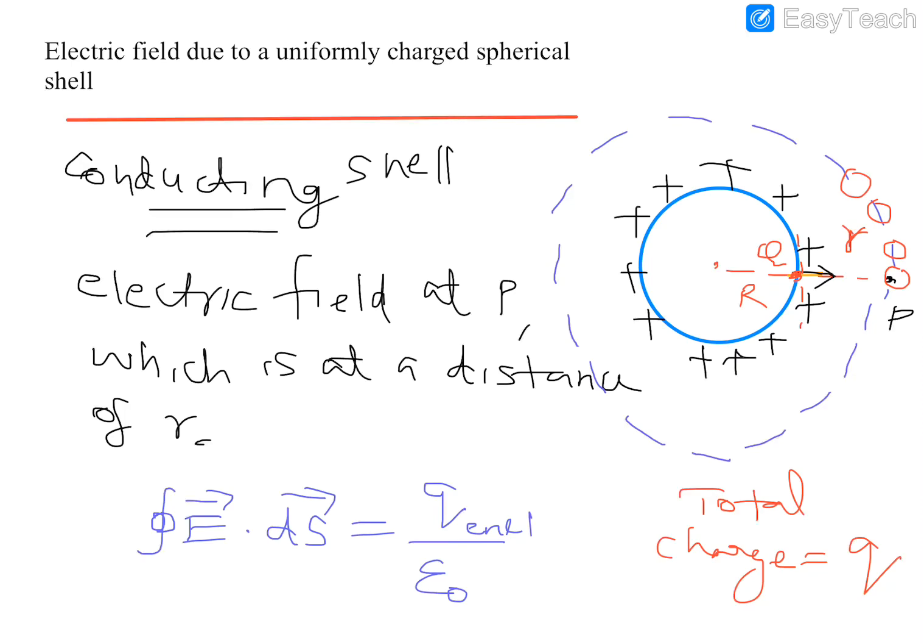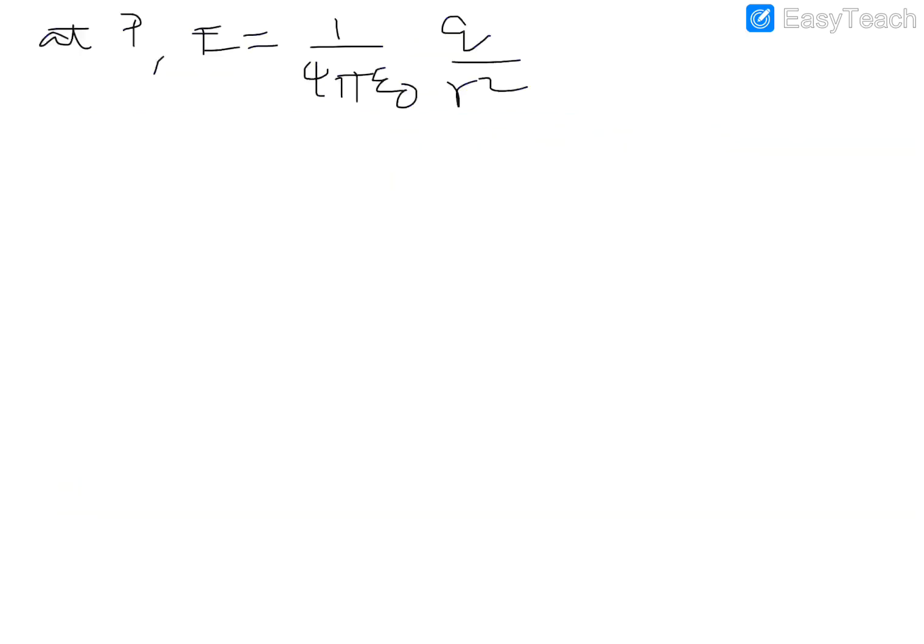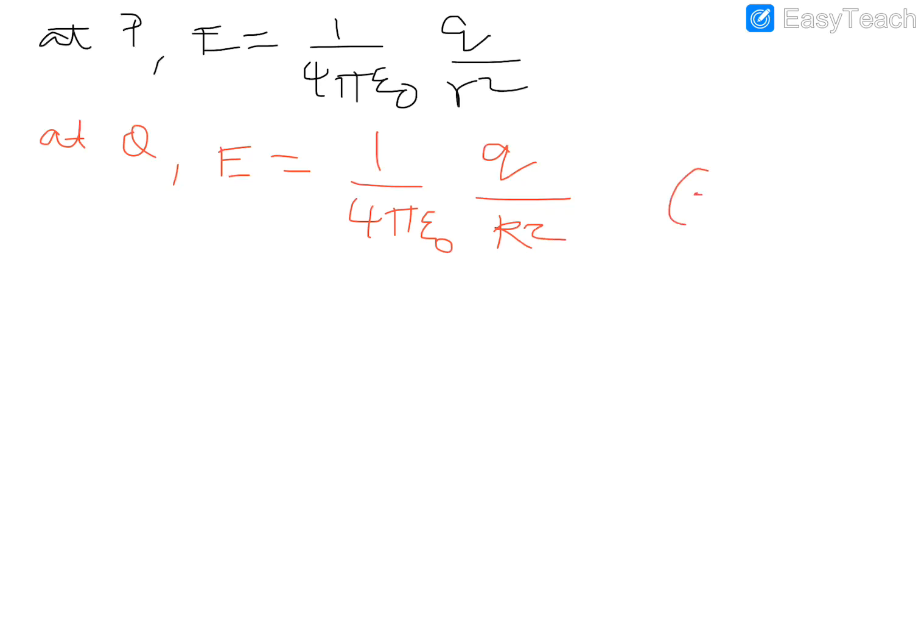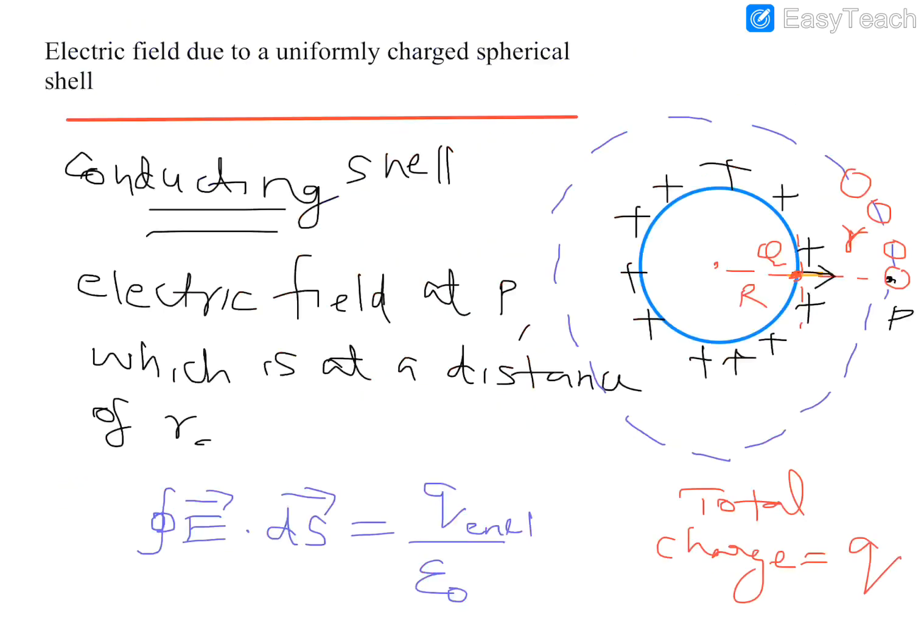So this R will be replaced with this R, and hence your electric field at Q will be 1 by 4 pi epsilon 0 q by r square. Instead of small letter r, you will have capital R, because here small letter r is equal to capital R. Radius of Gaussian sphere is equal to radius of your uniformly charged spherical shell. So you can replace small letter r with capital R, and you will get the electric field at Q, which is here.